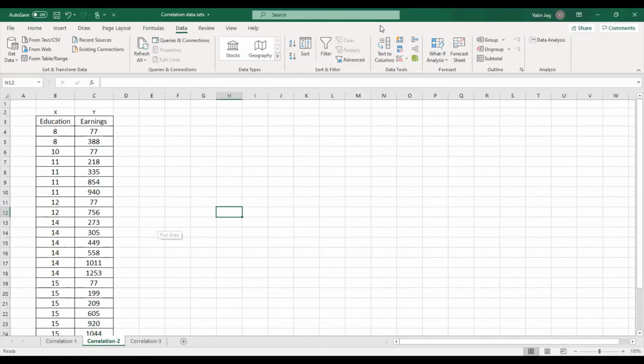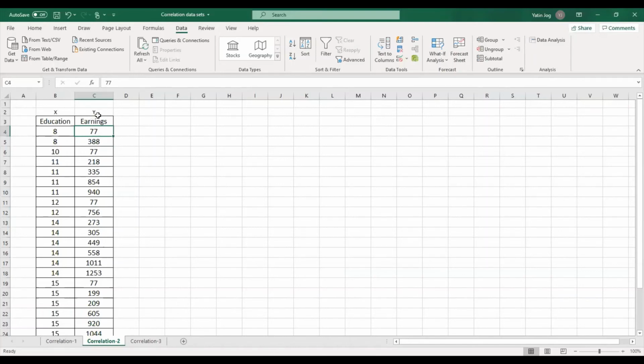In the next sheet, we have a data set of education against earnings. So what is the basic qualification, basic education of a person, and what kind of earnings that person is getting? And maybe it is in thousands. So the education is up to 8th level and earning is 77,000. The education is up to 10th level and earnings is 77,000 again. The education is up to 14th level and the earning is 2,73,000, something like that. So I have a data set with two columns, education details and earning details. So I'll consider education as X and earning as Y.